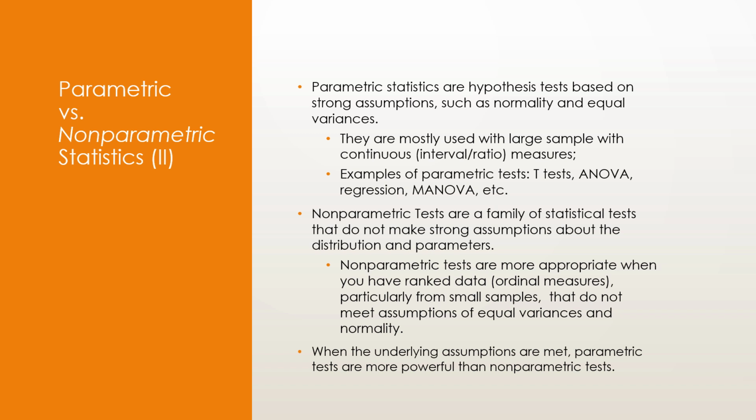Nonparametric tests are a family of statistical tests that do not make strong assumptions about the distribution or parameters. They are more appropriate when you have ordinal or ranked data, particularly from small samples that do not meet assumptions such as equal variances and normality. When the underlying assumptions are met, parametric tests are a better choice because they are more powerful than nonparametric tests.